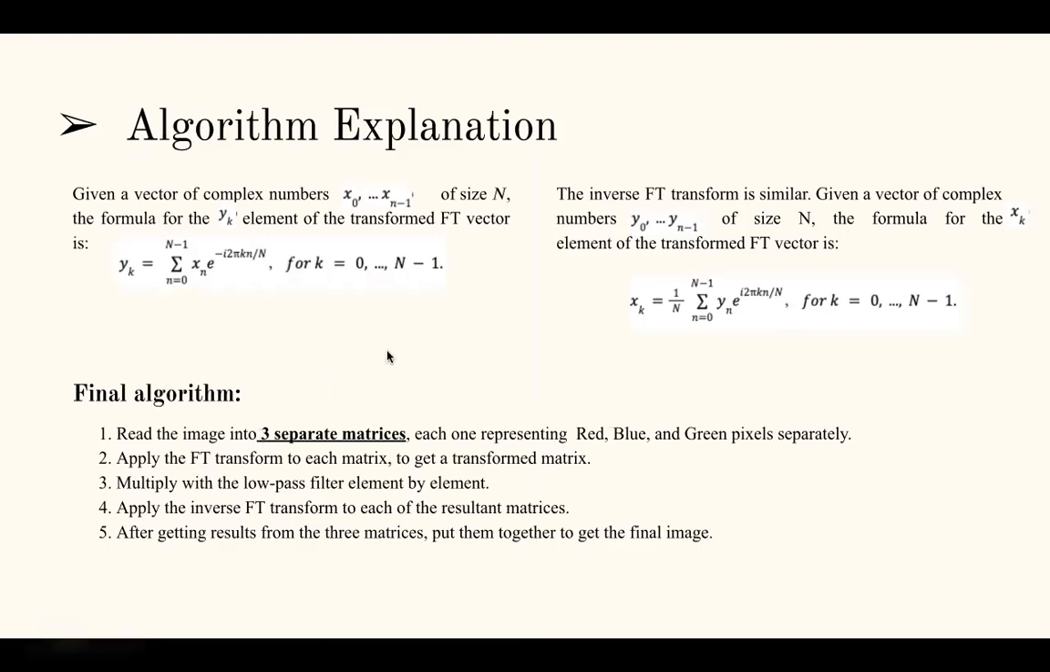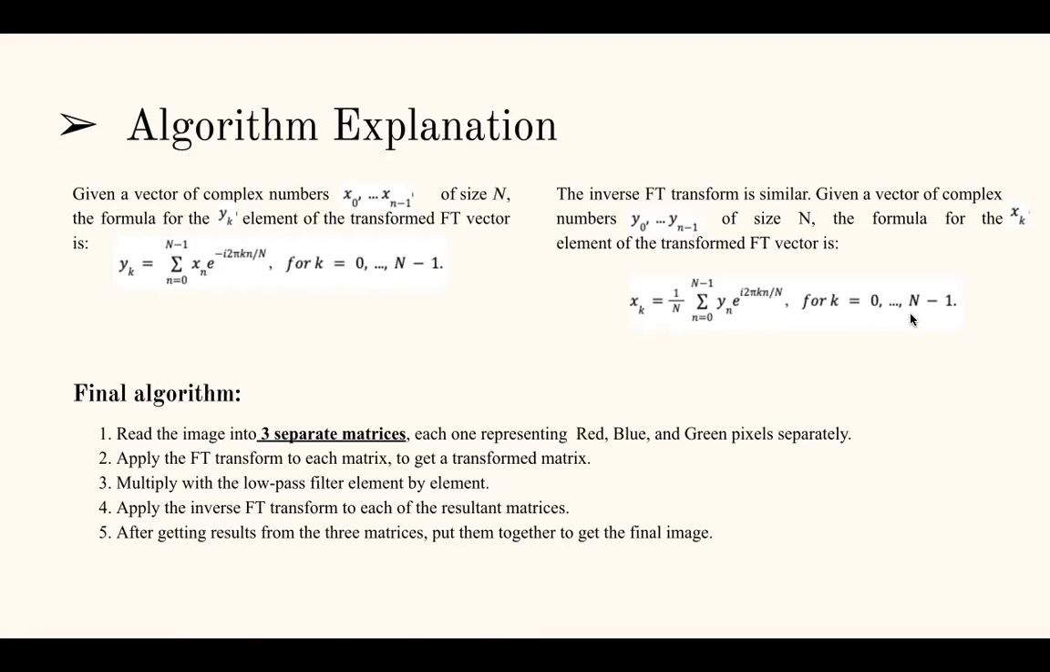And here's the inverse Fourier transform, which is very similar to the one on the left side. Given a vector of complex numbers from y0 to yn-1, also with vector size n, the formula for the xk element of the inverse Fourier transform vector is shown like this.